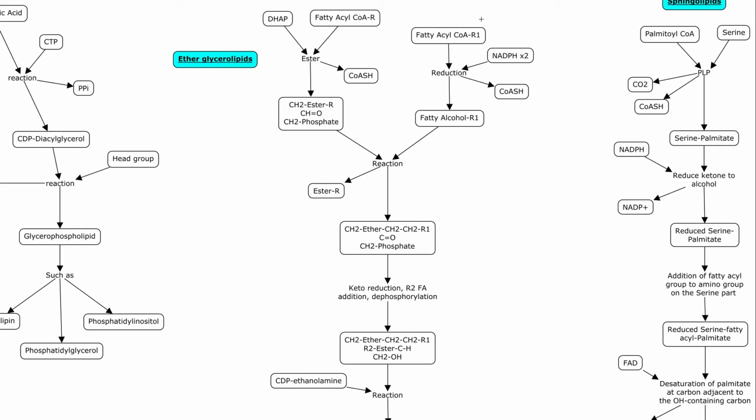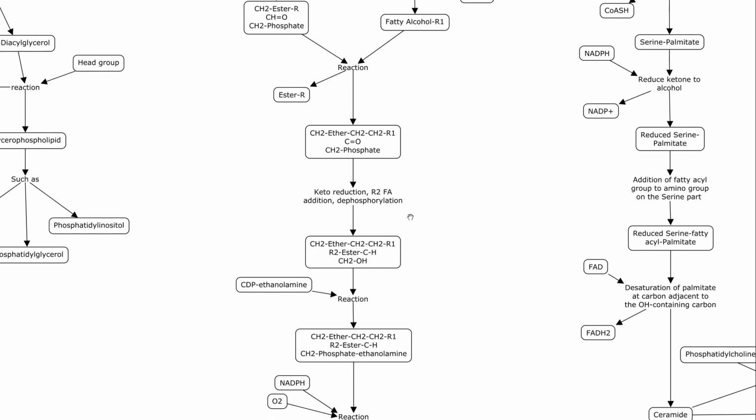So those are going to react. It's going to kick off the ester group with your R, and then your R1 is going to stay, and it's going to form an ether because we were able to set that up by reducing the ketone to an alcohol. So we've got an ether on carbon 1. We still got a ketone on carbon 2. And we still have a phosphate on carbon 3.